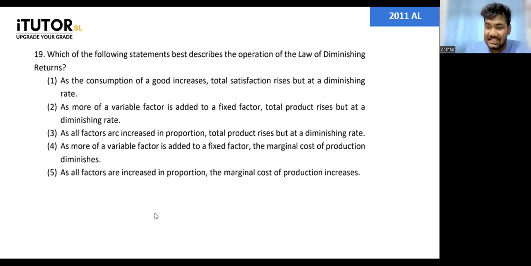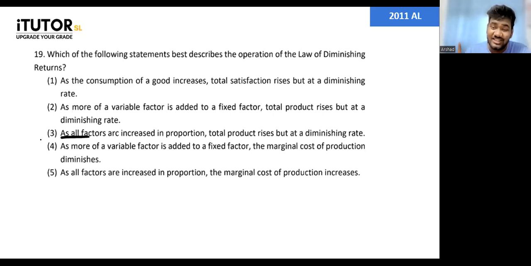So look at the answers and give me an answer, guys. Which one do you think? Which of the following statements best describes? Right, I'll read the answers. Give me an answer. Okay. First one says, as the consumption of a good increases, total satisfaction rises. Second is saying, as more variable factor is added to a fixed factor, total product rises but at a diminishing rate. Looks somewhat correct. As all factors are increased. Yes, can you say all factors are increased? There it goes wrong, because you can't increase all the factors in the short run.